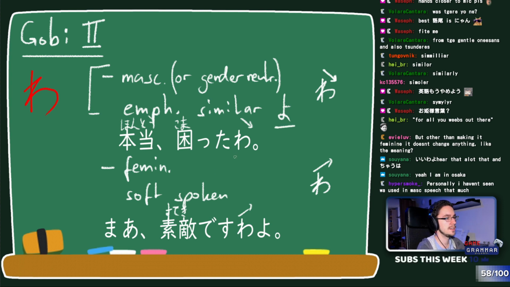Here I would say using wa like this just gives it a bit more emotion. It's more emotional. It's like, man, I'm in trouble. And then the feminine one seems more, it makes it softer, and also adds a little bit more emotionality, just like yo can. So in terms of changing the meaning, there's not that much. It gives it more emotion, I guess. Used in masculine speech, not that much. It really depends on the situation, Rock. It really does.